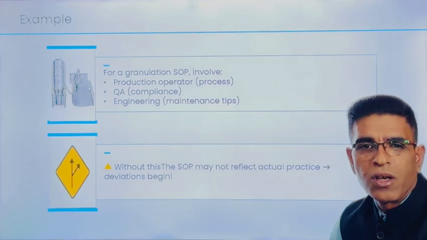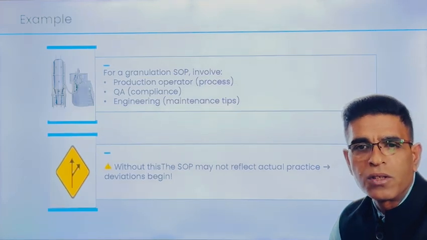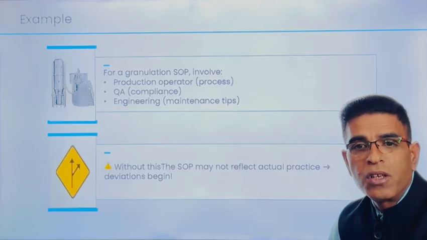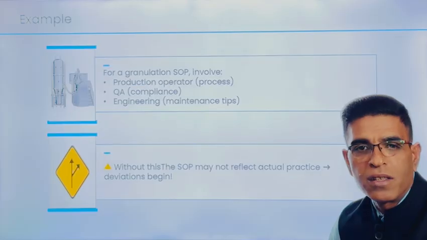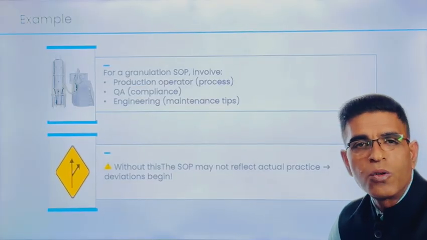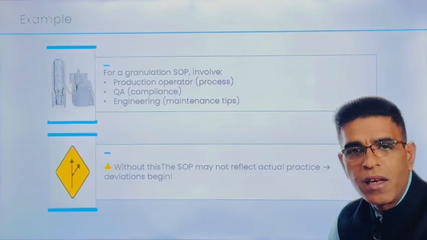For example, when drafting an SOP for tablet granulation, production will detail the machine setup, QA will ensure it meets the GMP requirements, and engineering will add the cleaning and the maintenance instructions. It's a collaborative effort. Everyone's inputs make the SOPs accurate, useful, and compliant.